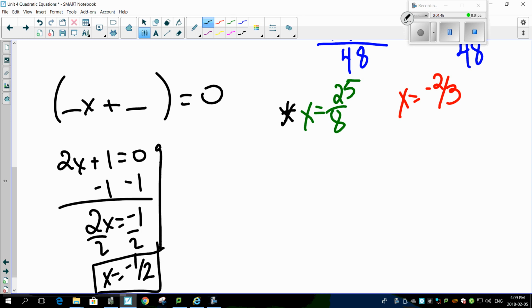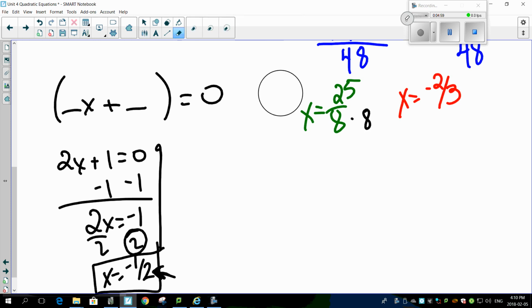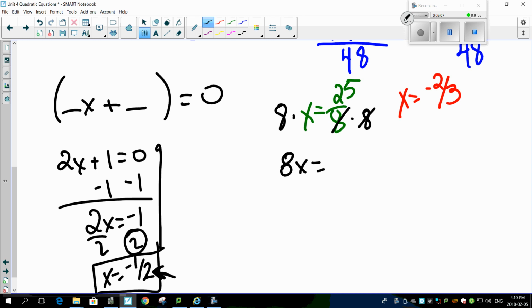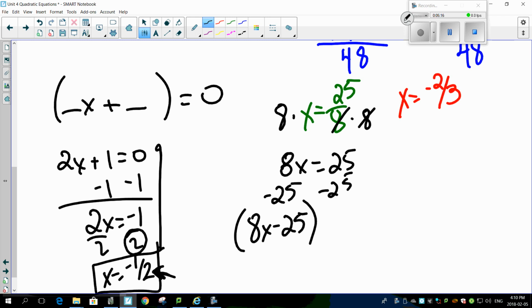Now what I'm saying is go backwards. Instead of dividing by 2, because that's what got you into that mess in the first place, how about multiplying by whatever is on the denominator? Case in point, look at this one. Multiply both sides by 8. Think about it. We have 8x equals, those cancel, 25. Now all I have to do is subtract 25 from both sides. Look, there's my original factor. If I was to PSA to that, that would be one of the factors.